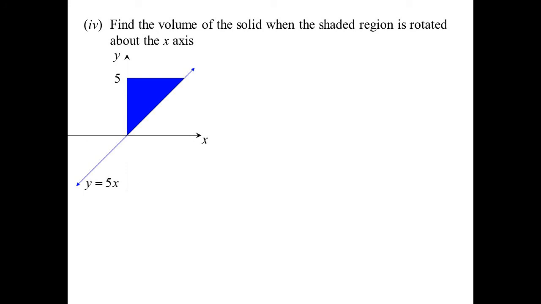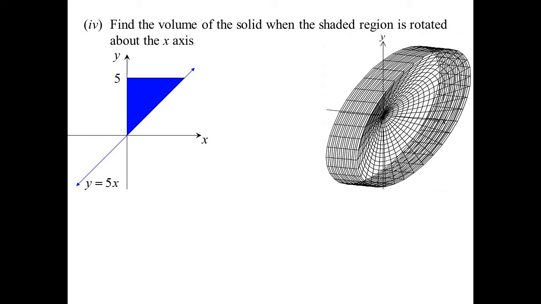Find the volume of this solid. The shaded region there, the triangle, is rotated about the x-axis. So what are we going to get? Can you see it there? Basically we've got a cylinder with a cone cut out of it, or drilled out of it. So that's what the wire diagram there is trying to show.